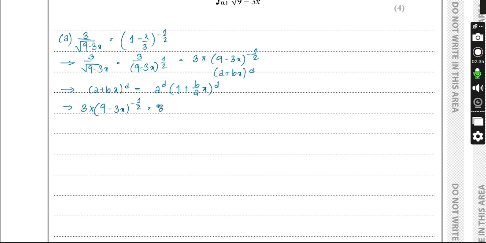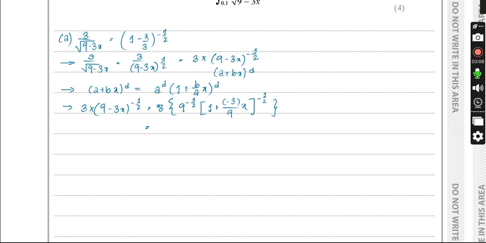So at first I'll write the 3. Here a is 9, so I will write that at first. So a is 9 and d is minus half. Bracket 1 plus b is minus 3. And a over here is 9. So we will write that x, bracket close, and to the power d. So d is minus half.